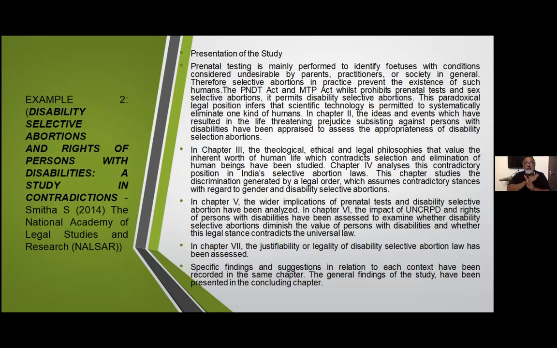You can add an initial introduction as well, but mostly they don't. There's no hard and fast rule that you shouldn't mention the introduction part. You can. Then, as we can see, the researcher has started off by saying, in chapter 2, the ideas and events which have resulted in the life-threatening prejudice subsisting. Basically, whatever the chapter 2 content is, the researcher is explaining here, and so on for chapters 3, 4, 5. And finally, specific findings and suggestions. Usually the concluding chapter is all about suggestions, findings and results. So all the chapters should be explained in crux.